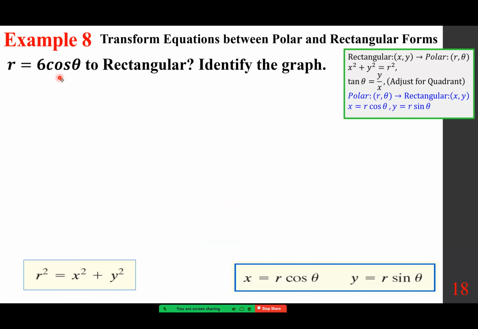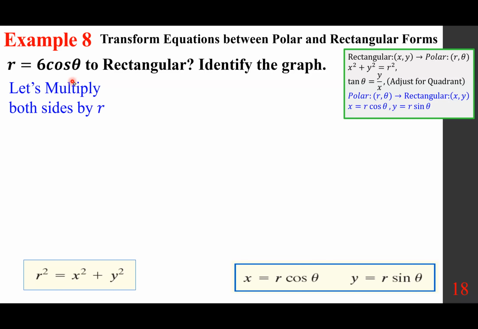r is 6 cosine theta. We want to take it to a rectangular format and we want to identify the graph. The technique we used previously was to multiply both sides by r when we have r and sine or cosine. On the one side we have r, on the other side we have sine and cosine. In this case we have cosine. It doesn't matter, 6 cosine theta or just cosine theta or 10 of it. Multiply both sides by r. The left side becomes r squared and the right side 6r cosine theta.